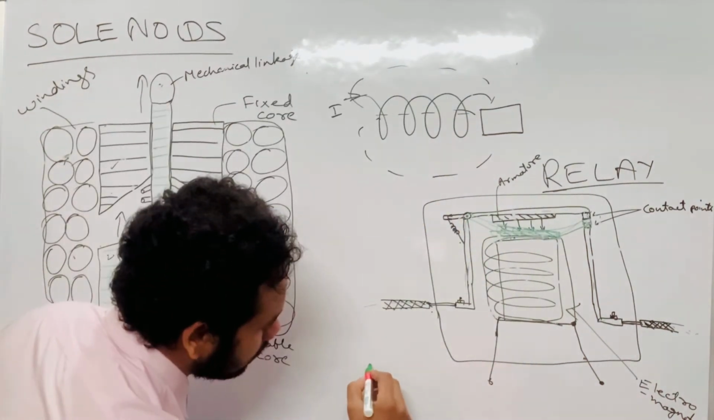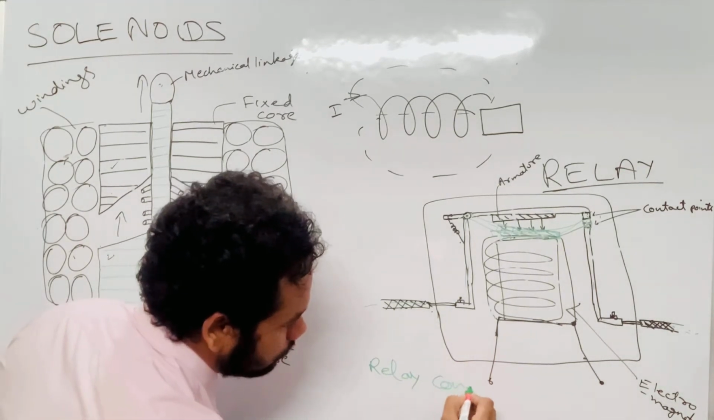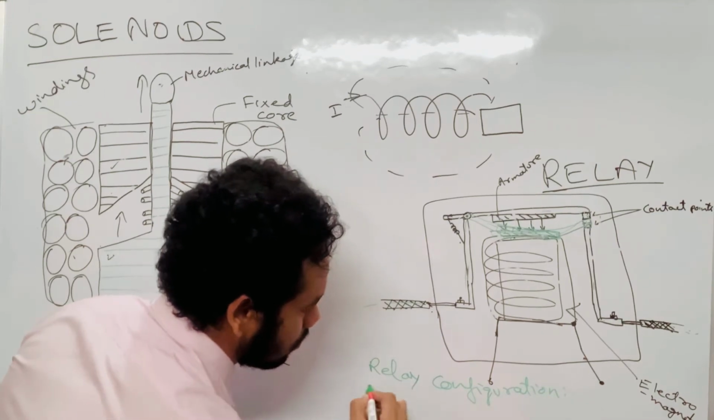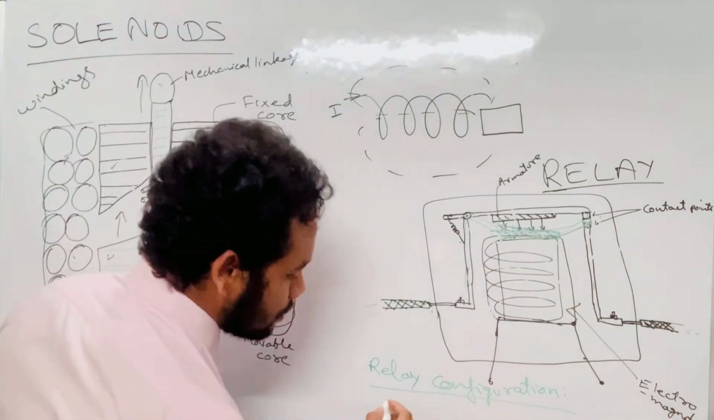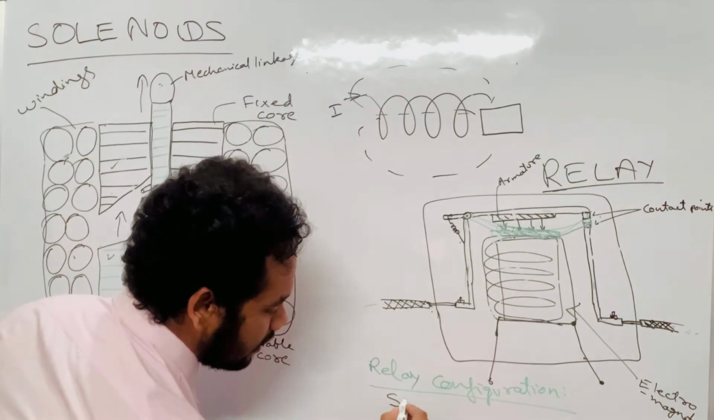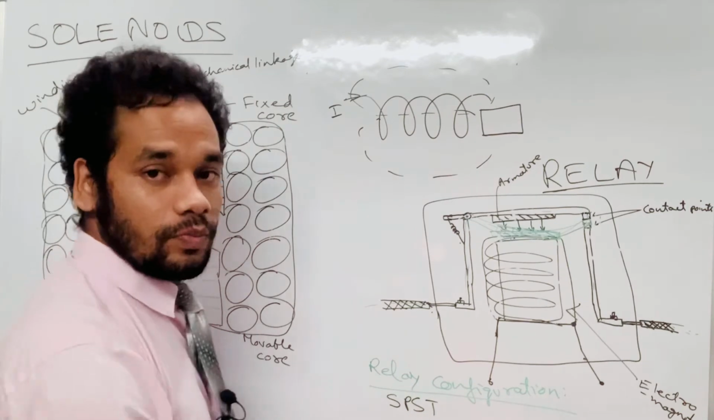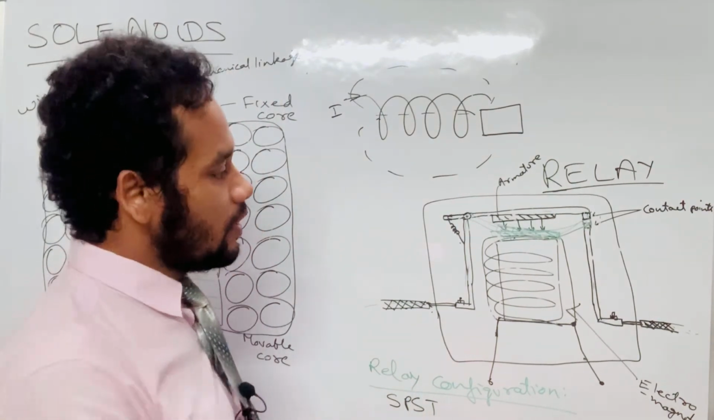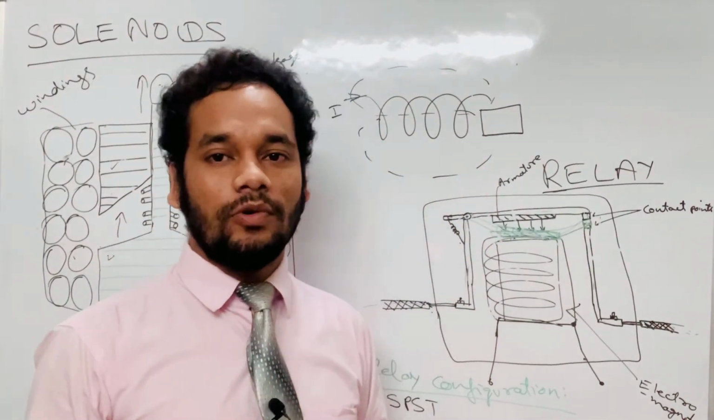What we'll learn: relay configuration. In relay configuration, the simplest form is called SPST, single pole single throw. Now what is this SPST, friends? Single pole single throw. This example is the best explanation for SPST.